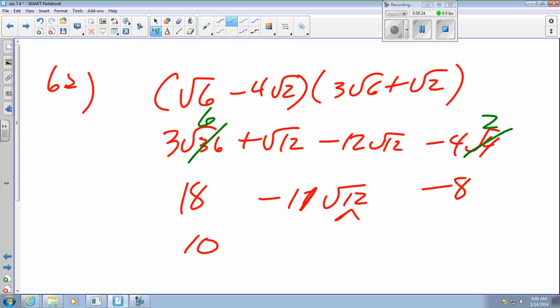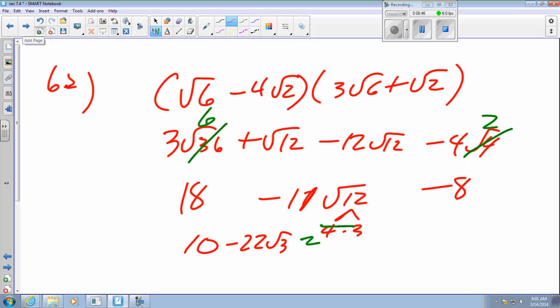And here, let's simplify this. 12 is 4 times 3. Notice I put the terms together before I did this, so I only had to do it once. Square root of 4 is 2. 2 times the negative 11 gives me negative 22 square roots of 3.